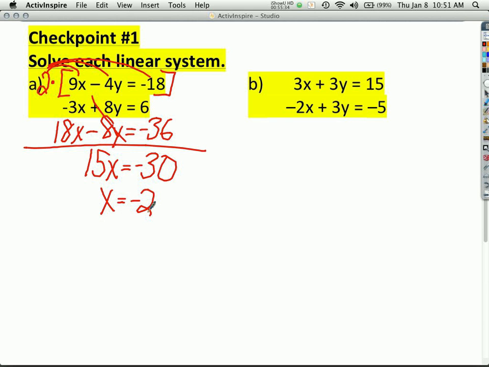You still end up with the same end result, which is negative 2 comma 0. Okay? Let's look at part B. What did you have to do to part B? I saw a bunch of people raise their hands when no one was able to answer it. What did you do, Angela?